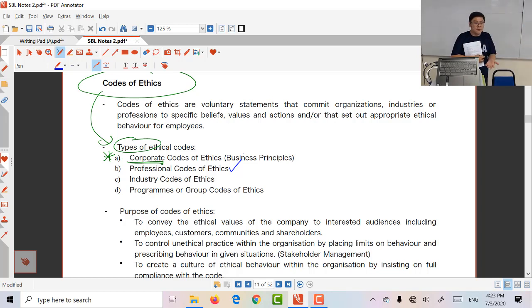Like I think lawyers will have a code. Engineers must have their code. All right, so that's professions code. Now, we also have industry code. What do you mean by industry code? Industry code is more about if you are in an industry, how do you behave in that industry, so that you set an ethical standard for the players in the industry.